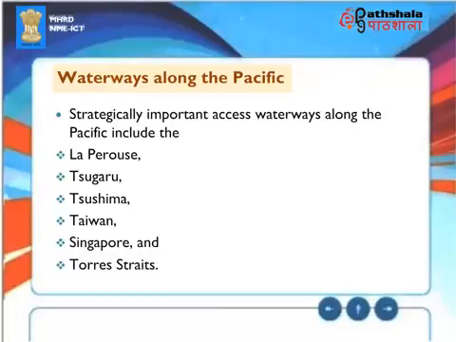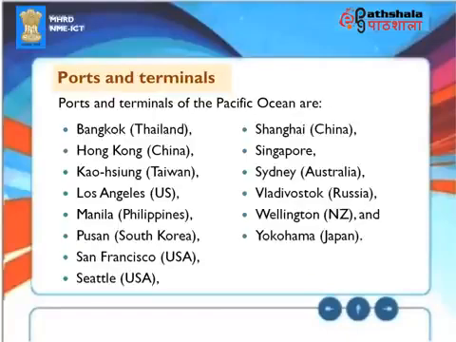Waterways along the Pacific. Strategically important access waterways along the Pacific include the La Perouse, Tsugaru, Tsushima, Taiwan, Singapore, and Torres Straits. Ports and terminals. Ports and terminals of the Pacific Ocean are Bangkok, Thailand; Hong Kong, China; Kaohsiung, Taiwan; Los Angeles, US; Manila, Philippines; Busan, North Korea; San Francisco, USA; Seattle, USA; Shanghai, China; Singapore; Sydney, Australia; Vladivostok, Russia; Wellington, New Zealand; and Yokohama, Japan.